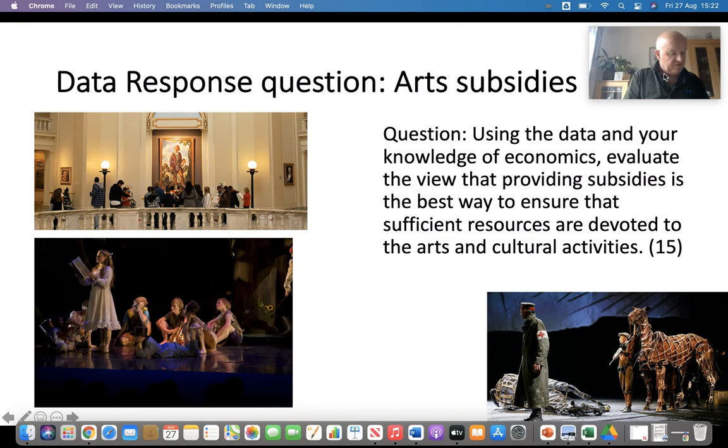So, in a similar vein to the bus services question, we go through the same sort of process for that. That's another typical question. In this case, we're talking about arts subsidies, another 15 marker, and you can use that same principle in order to answer that question.